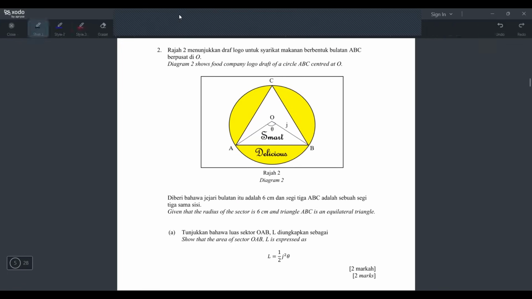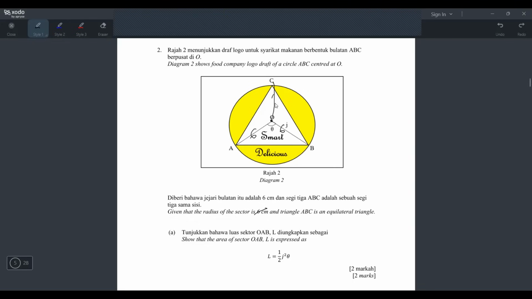All right, let's read question number 2. Diagram 2 shows a food company logo draft of a circle ABC with center at O. Let's observe the logo. ABC is a full circle, okay? So this is a logo, and then there is a center O. I can see OA and OB are definitely the radius, right? And then there's a triangle inside the circle also. So far there is no important information here, nothing to label. Let's keep reading. Given that the radius of the sector is 6. Oh, I think I need to write this. If the radius is 6, it means OB is 6, OA is 6.